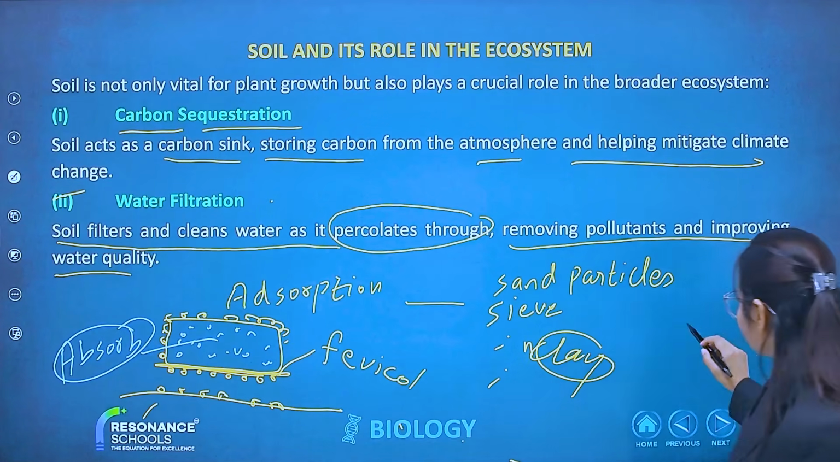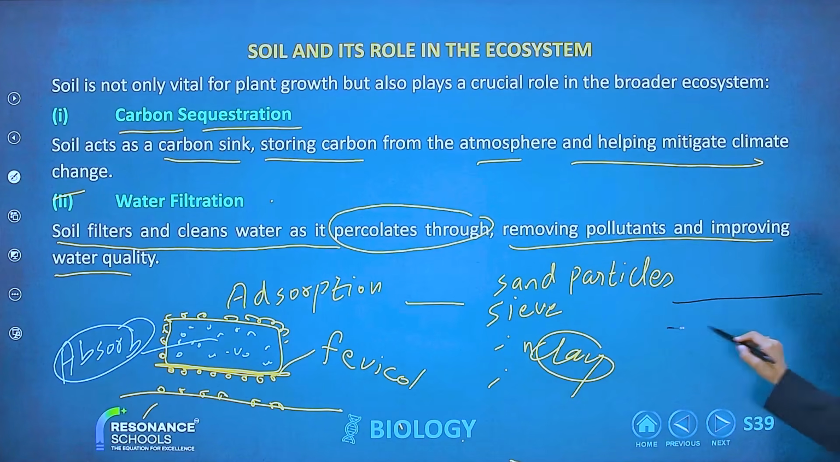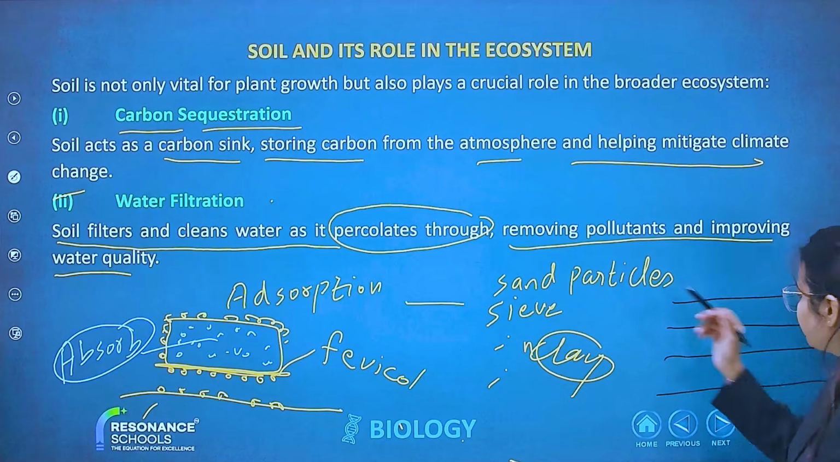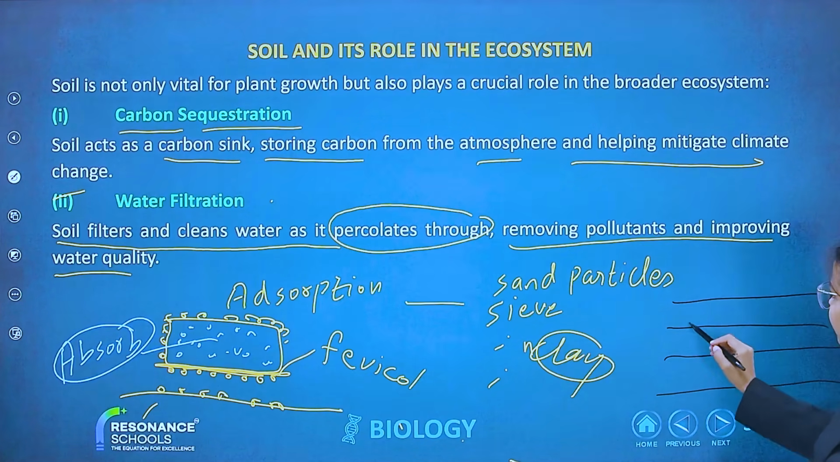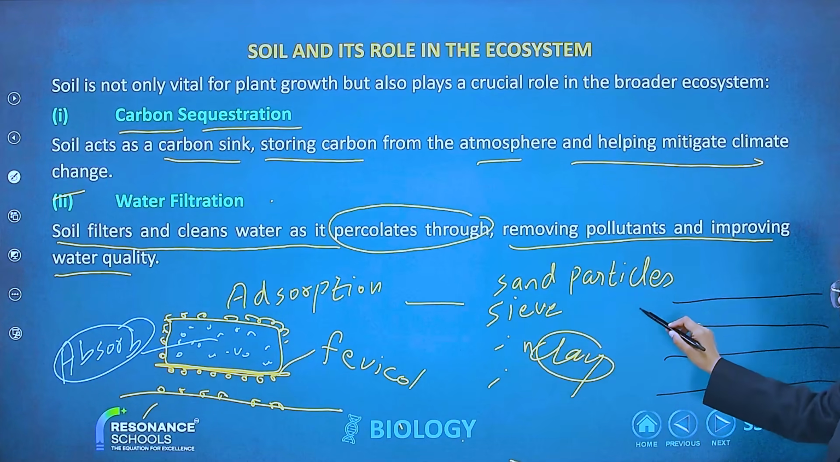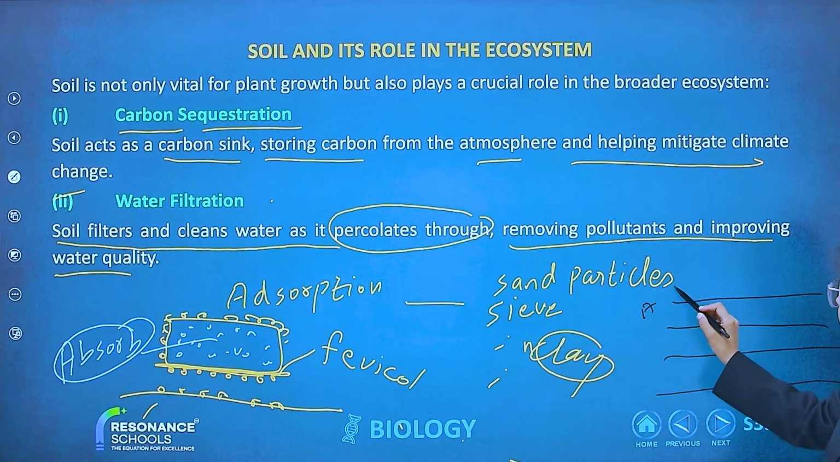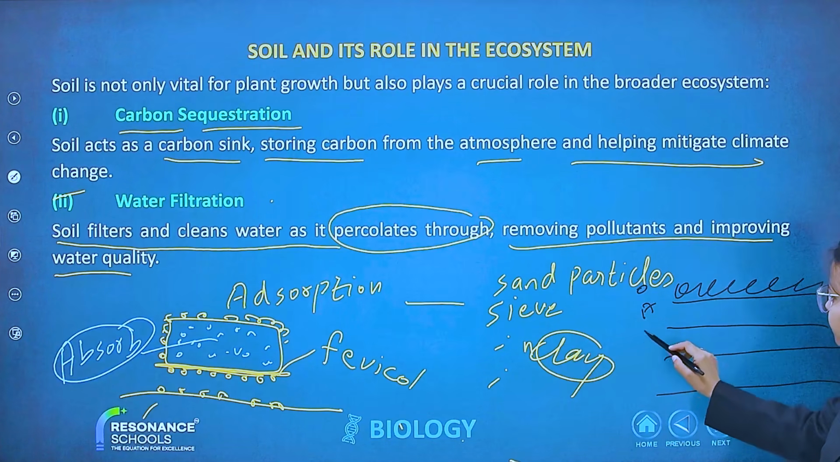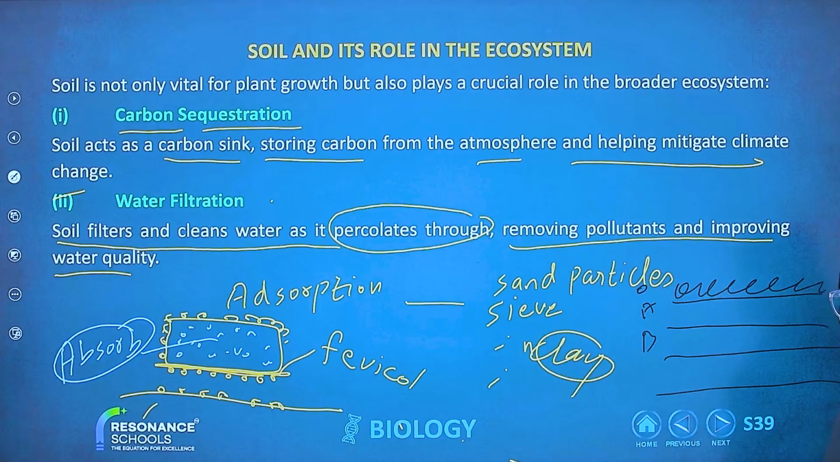Okay, see, let's say these are your soil levels. Can you see these lines on the screen? Okay, so let's say these are your soil particles. This is your top soil. You can say A layer. Okay, this is your O layer. Okay, this is your B layer.